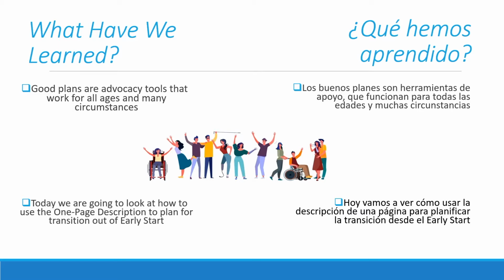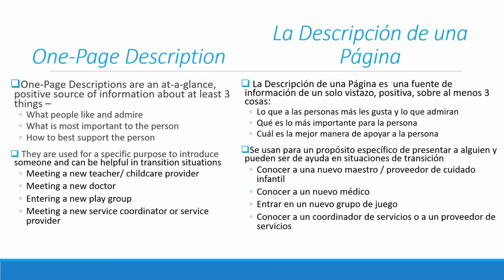So what is a one-page description? I don't know if you've ever taken any person-centered thinking training, or if you're familiar with it or not, but a one-page description is a positive introduction to someone that includes at least 3 components. A lot of times we'll create it for ourselves, but in this instance, we're going to help you create one for your child. It has what people like and admire about your child, what's important to your child, and how to best support your child.